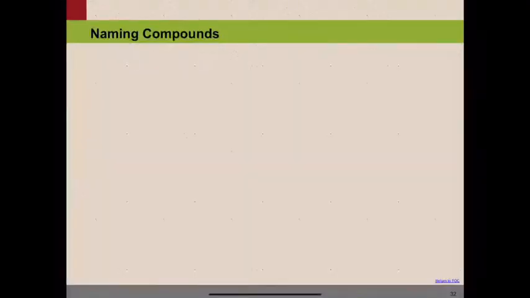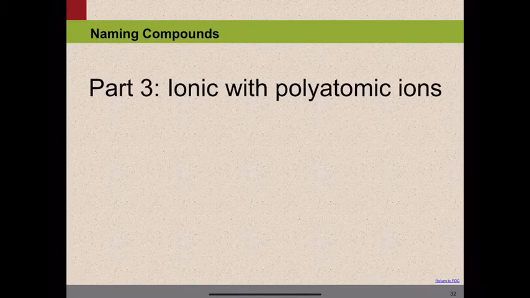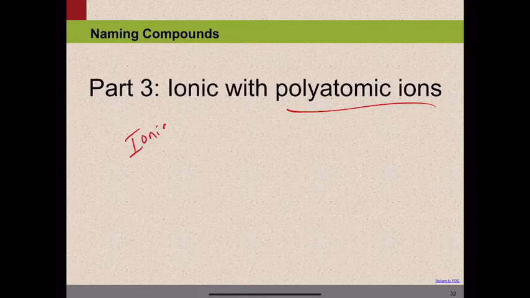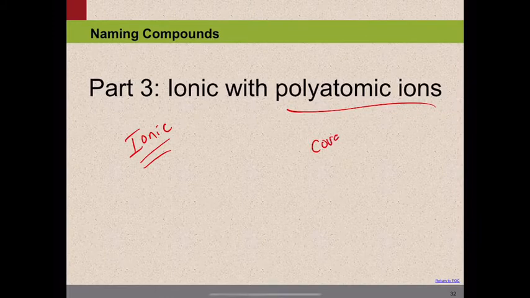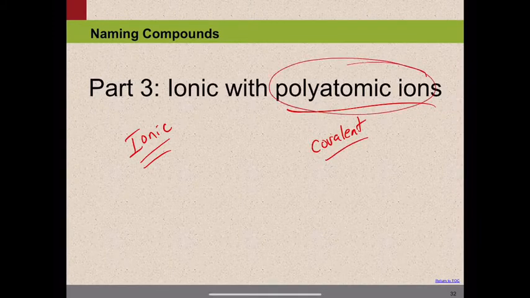Hello everybody, we're going to be taking a look at part 3, which is naming ionic compounds with polyatomic ions. First thing you need to note is, remember, we've already got these two ideas. Number one, we have ionic, which has one set of naming rules, and covalent, which has another set of naming rules. If you see a polyatomic ion, it's automatically got to be ionic. So there are no new rules. If it's polyatomic, we use the same rules as the ionic naming.